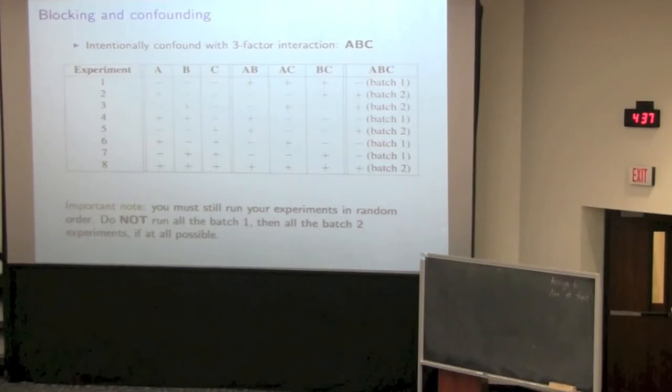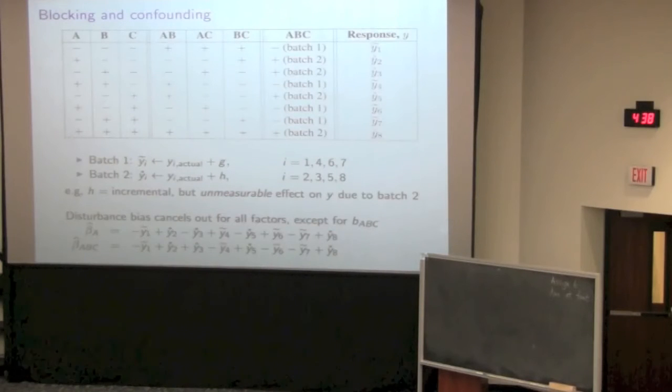So why does this work? Why does choosing batch 1 to be minuses and batch 2 to be pluses in the ABC column prevent interference on these other six factors? I haven't proven that to you. I'm simply saying this is the best way to allocate it, but let's prove that those six columns will never be influenced by the batch effect. And the one way we can do that is by saying the following.